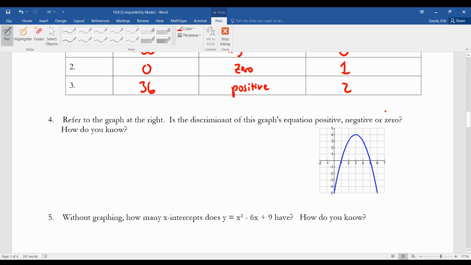Now, I've talked about x-intercepts. It says refer to the graph at the right. Is the discriminant of this graph positive, negative, or 0? Well, this graph has 2 x-intercepts. 2 x-intercepts means we must have had a positive discriminant because there's 2 x-intercepts. Again, look at the table above. That's how we got that.